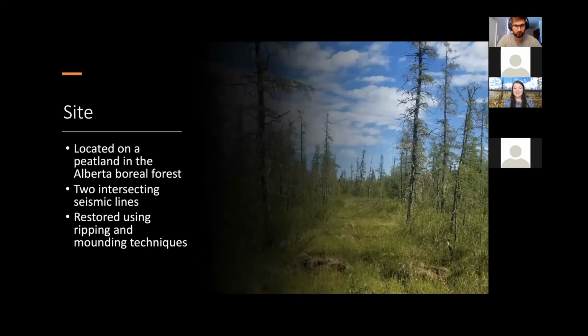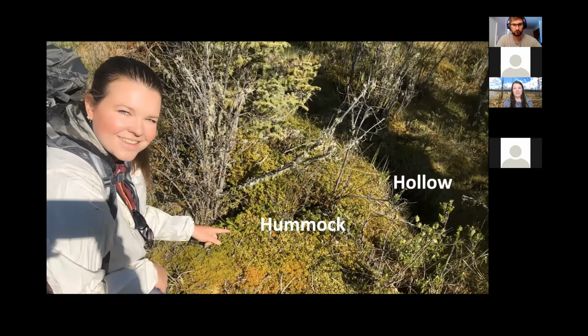My site is on a peatland, and it's located in the Alberta Boreal Forest. It has 2 intersecting seismic lines, and we used 2 different kinds of restoration treatments on it. We used ripping as well as mounding techniques. It's really important to restore the site to get the natural topography back. We want these bumps or lumps on the landscape called hummocks, and these dips or depressions known as hollows.